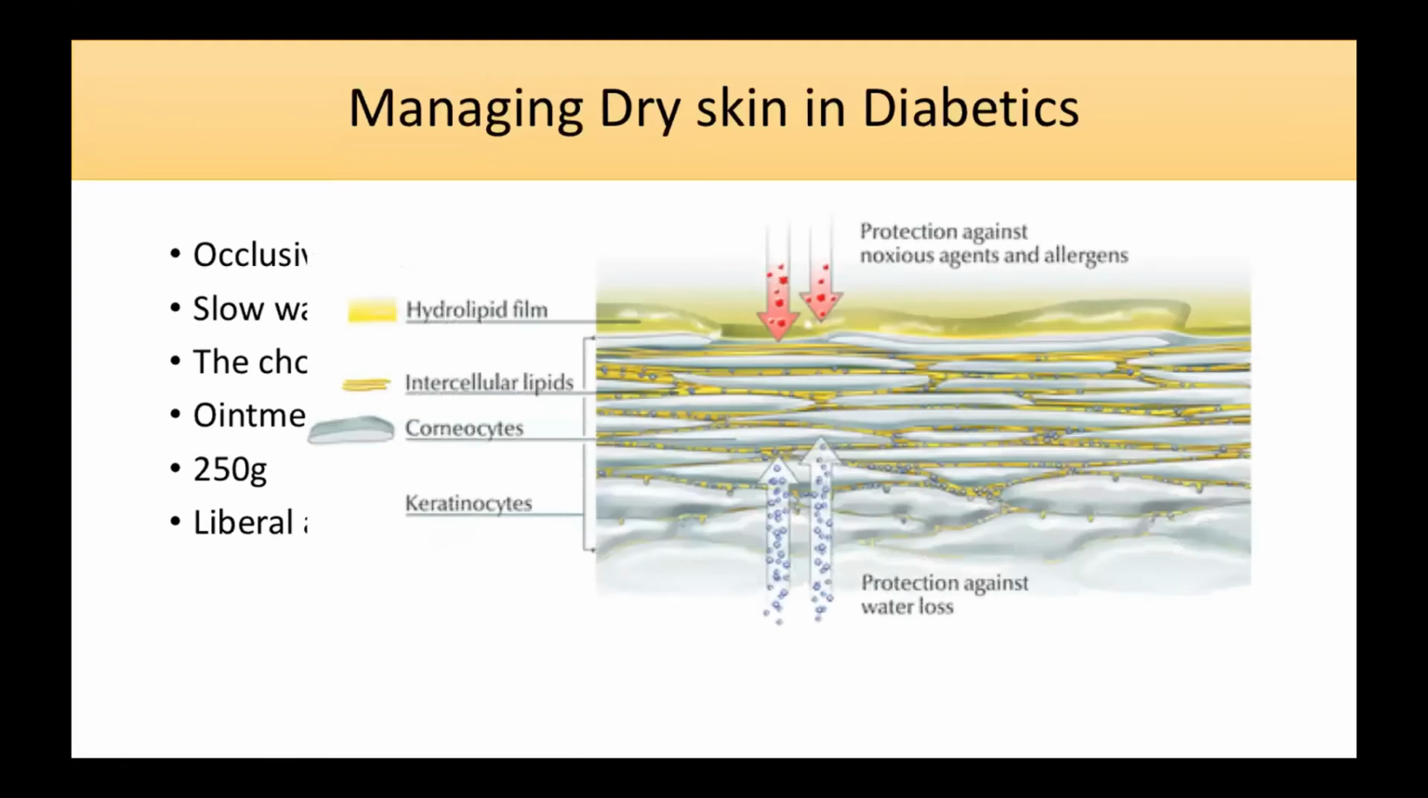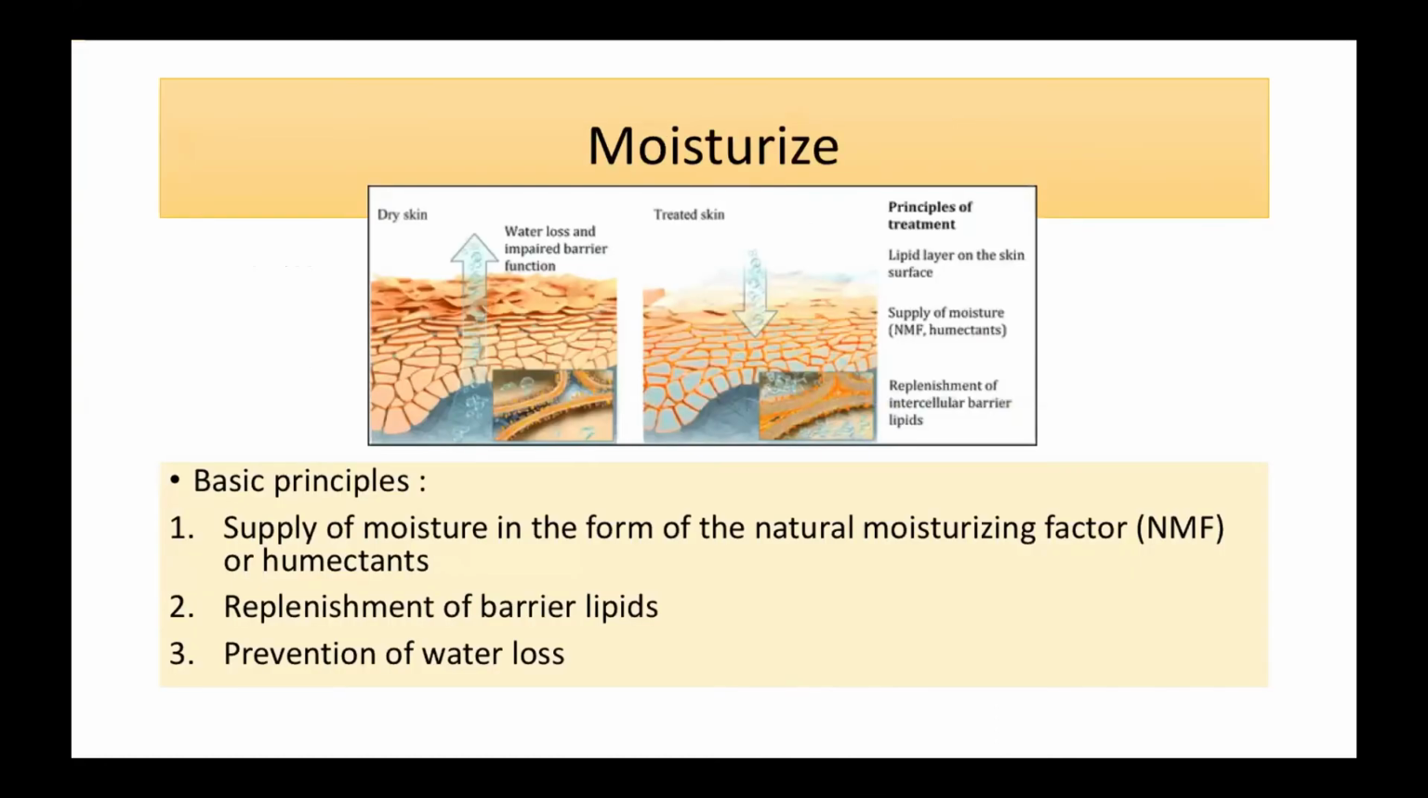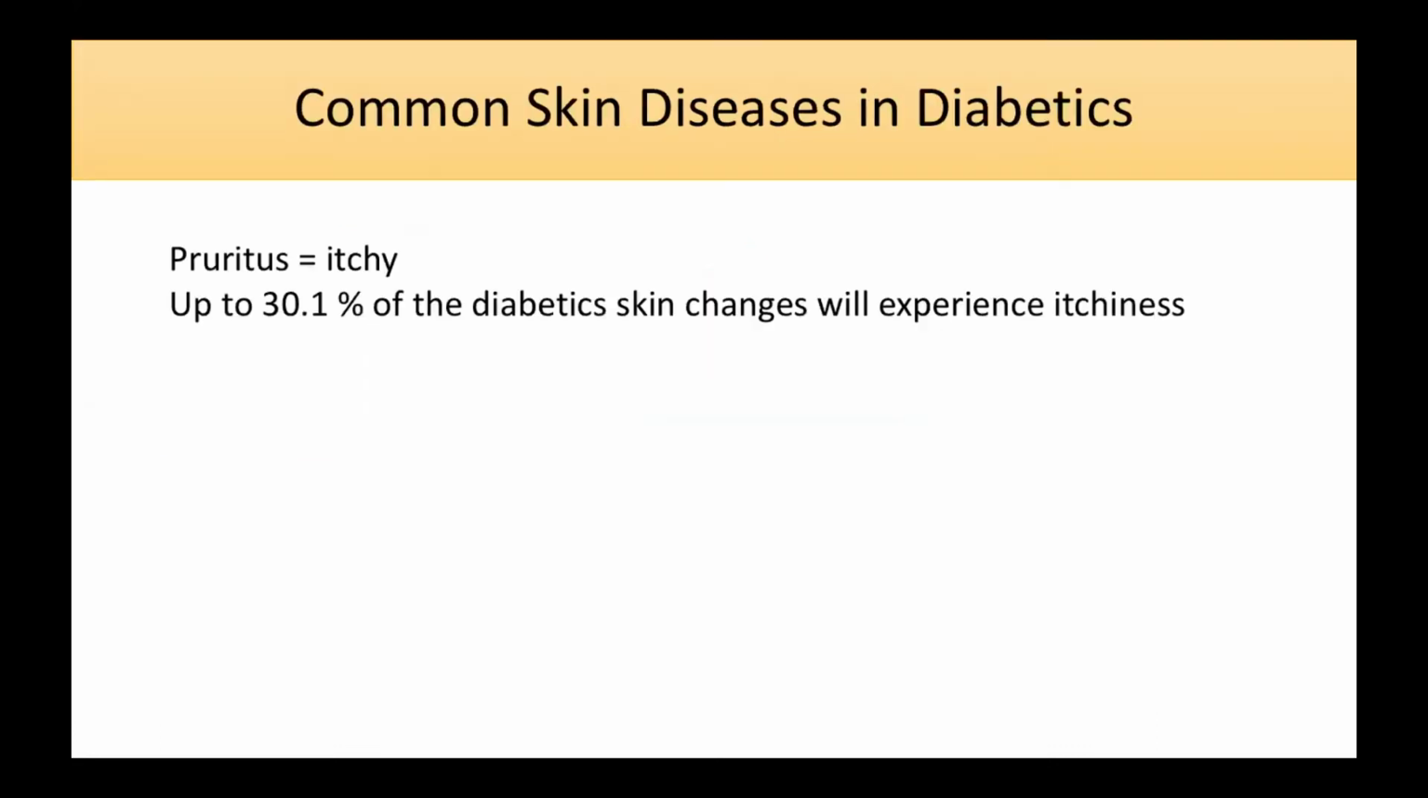All right, so the moisturizer will form a protection against all the noxious agents and allergens, and prevent water loss. So the basic principle is that we want to moisturize the skin. We supply a lot of water, a lot of moisture in the form of natural moisturizing factor or humectants. We have to replenish the defective barrier with a lot of lipids, which is also our natural moisturizing factor, and we prevent the water loss from the skin.